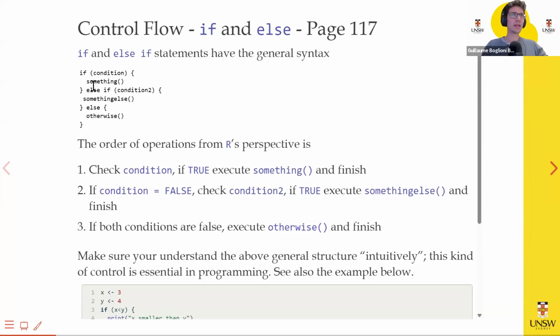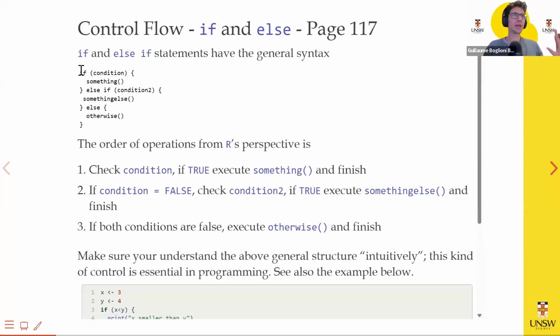If condition is false, then we go to the else. And if condition 2 is true, then you execute something else, and again you finish. You don't even go here. And lastly, if both conditions are false, then you execute otherwise, and you finish. When I say you, well, it's the code that does that.